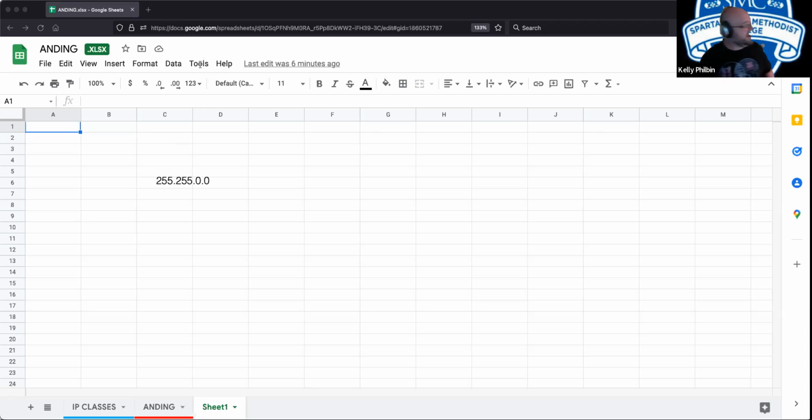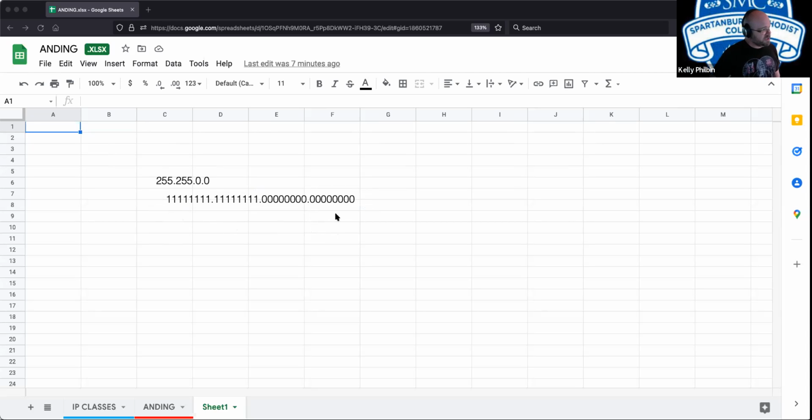So when we type out the subnet mask so that the computer can see it, this is what the computer would see, minus the actual dots I used to break it up, right?